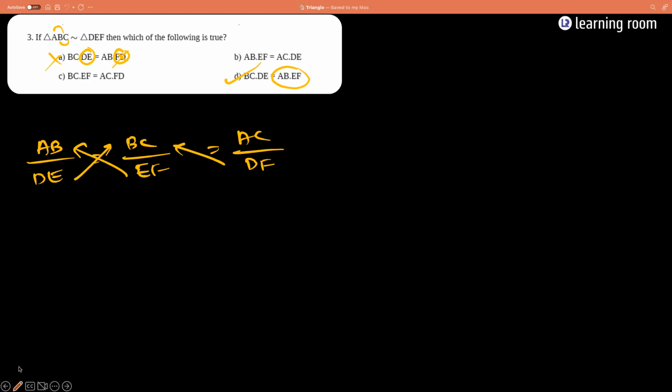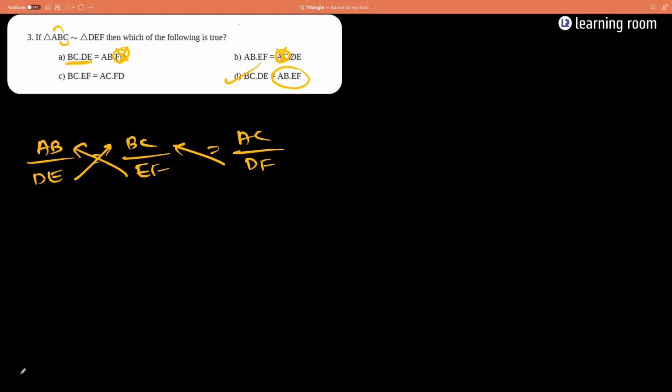Okay, let's do a small exercise. Let's try to find out why the other options are wrong. Just a brain exercise. For the first option, BC into DE, the left hand side is right, no? Yes, sir, BC, but AB should be equal to EF. FD should be, because of FD this one went wrong. What about option B? D should be equal to BC, sir, not AC.